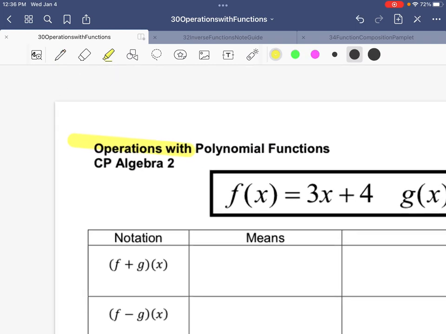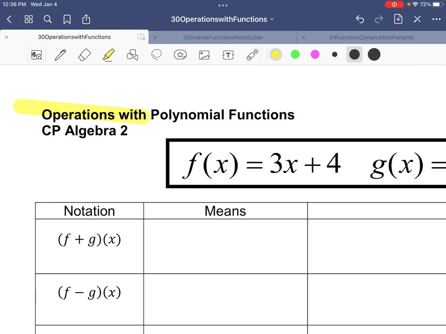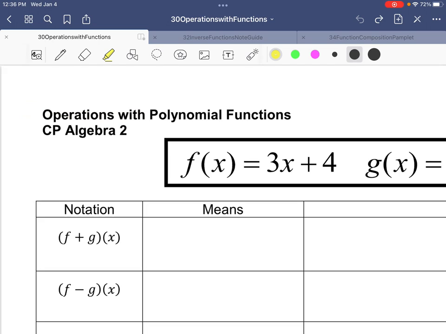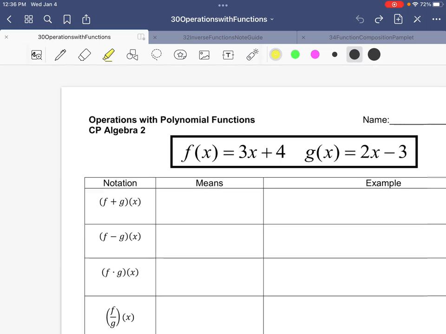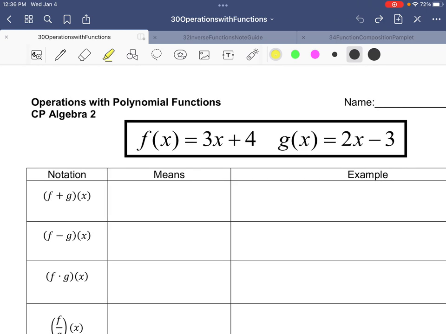Operations with functions is a little different sort of goal because an operation is like adding, subtracting, maybe multiplying and dividing. And so now we're not really plugging in, but rather we're operating. We're trying to combine by using addition, subtraction, multiplication, division. Let's see how this plays out.